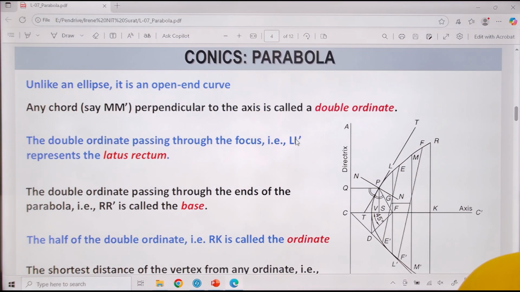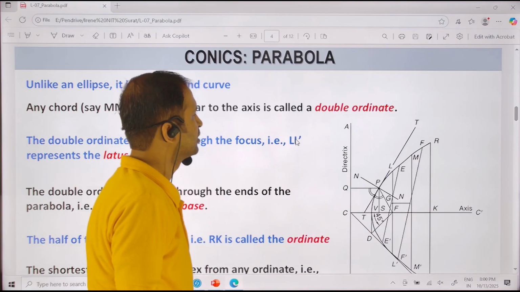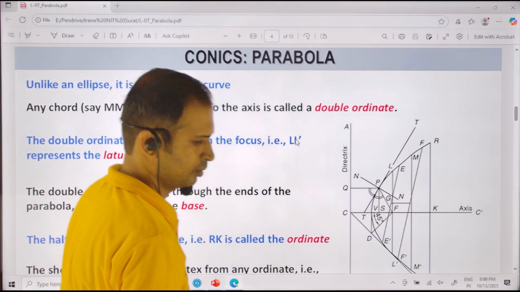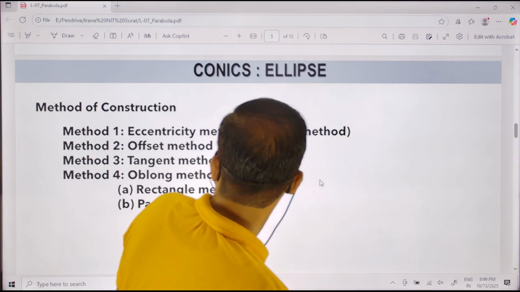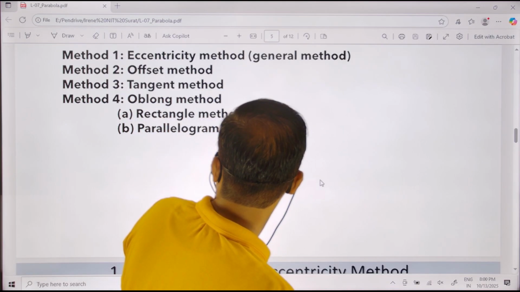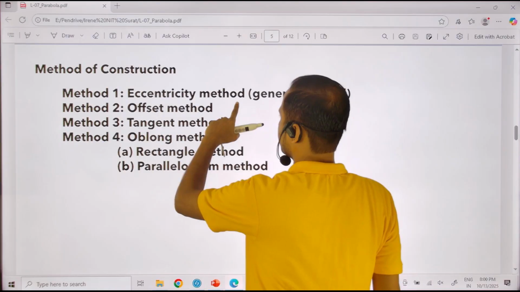So they have this method. That is, I guess, the eccentricity method, right? And this is the eccentricity method, and this is all ellipse and all. Okay, the method of construction. They have this much. The eccentricity method they have.